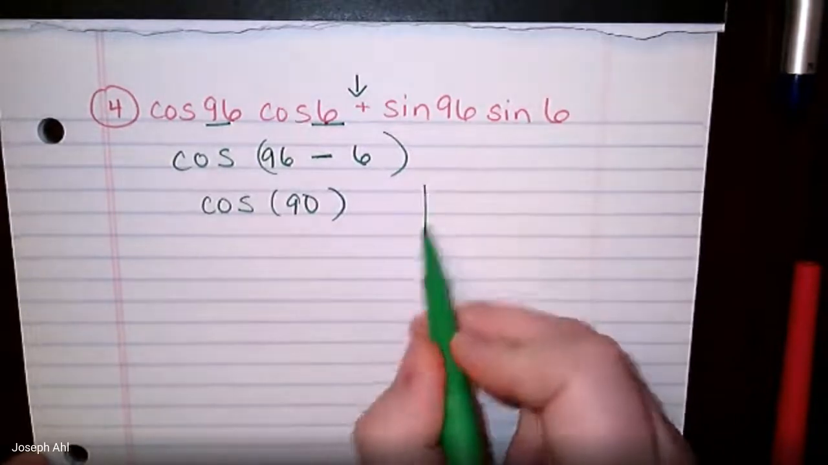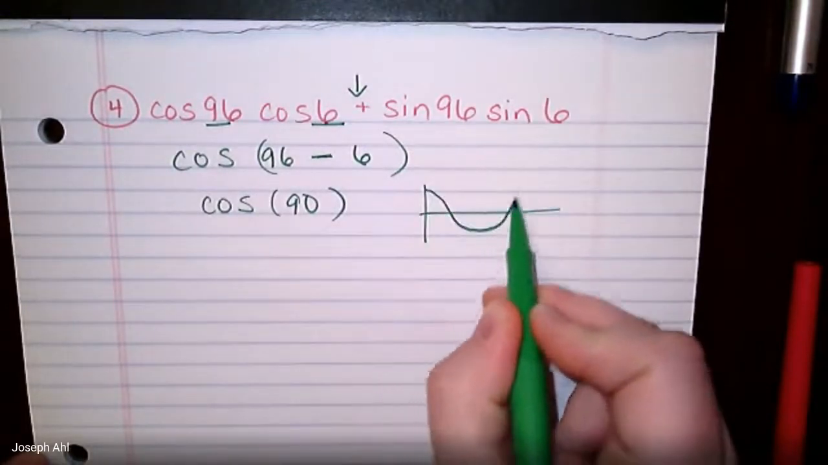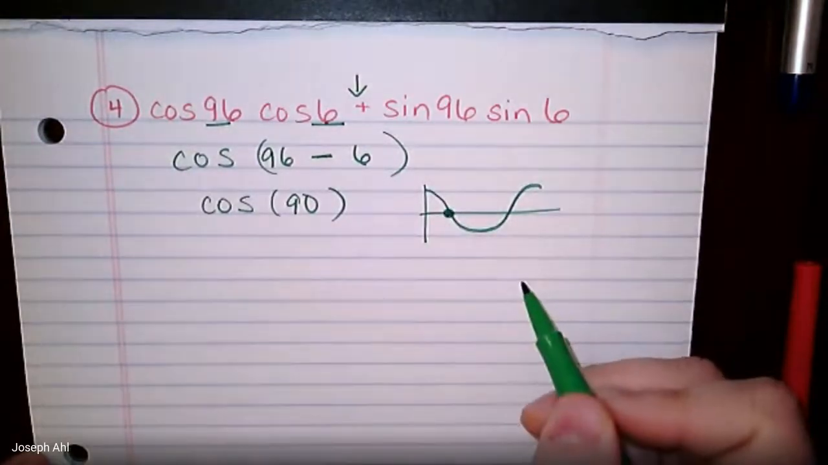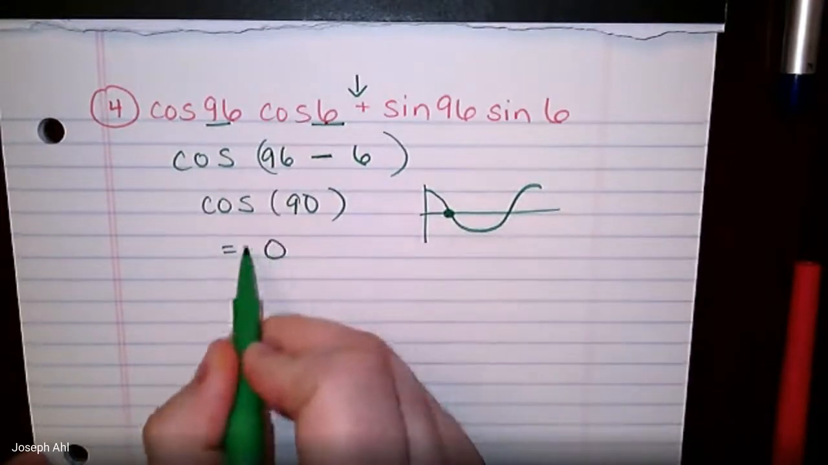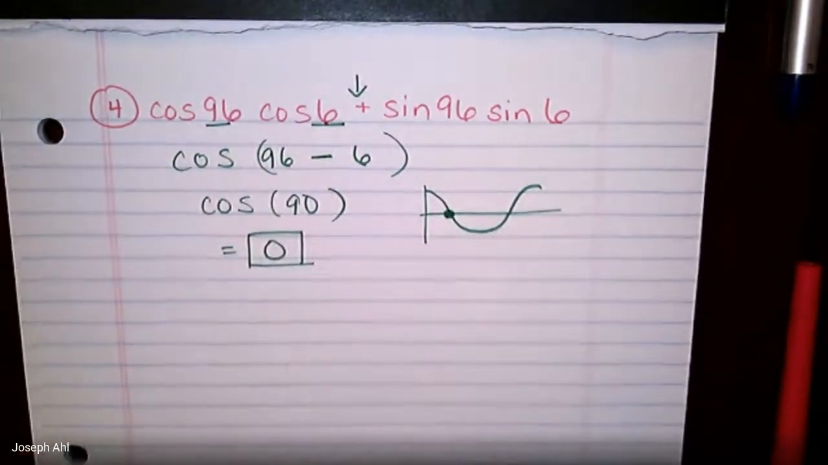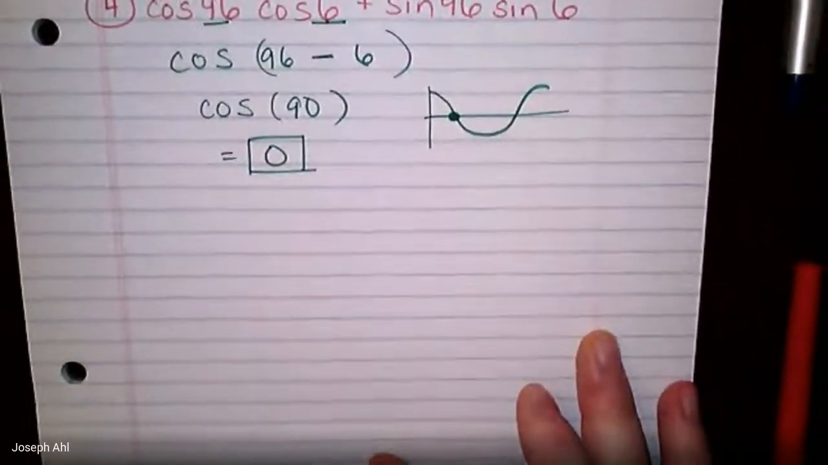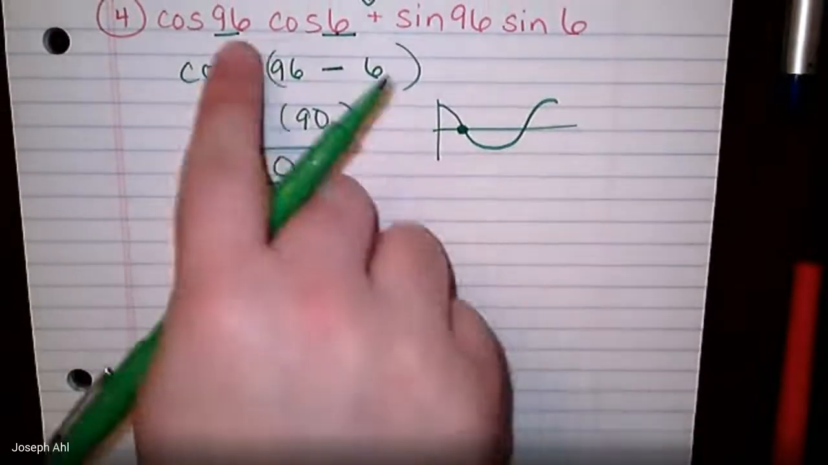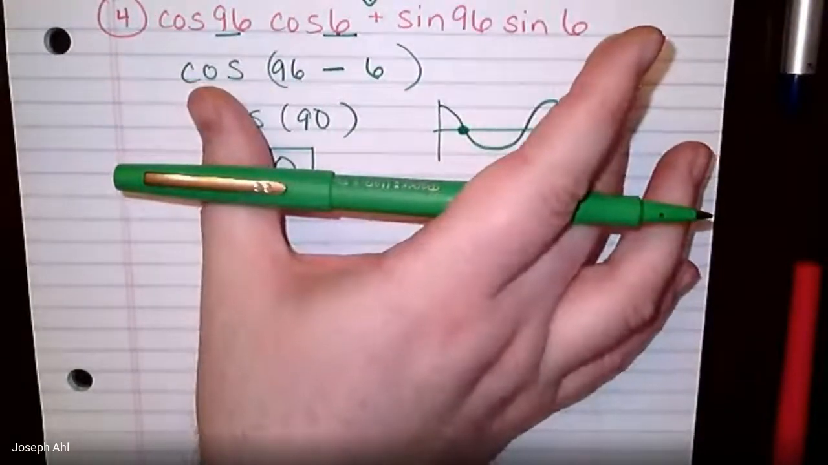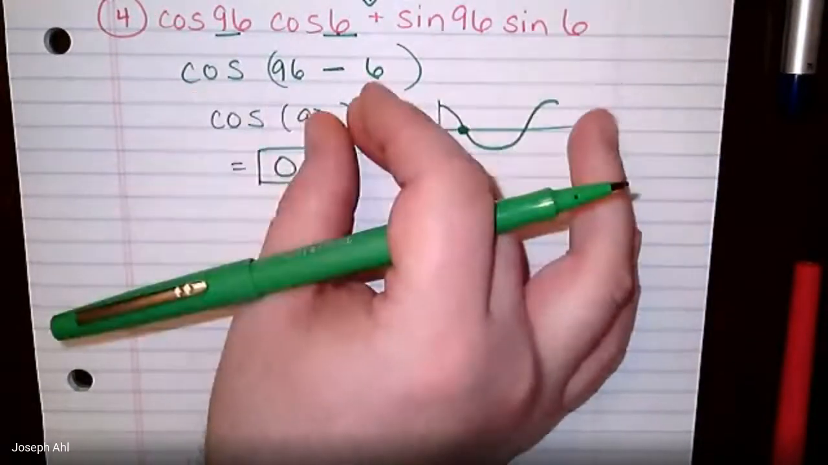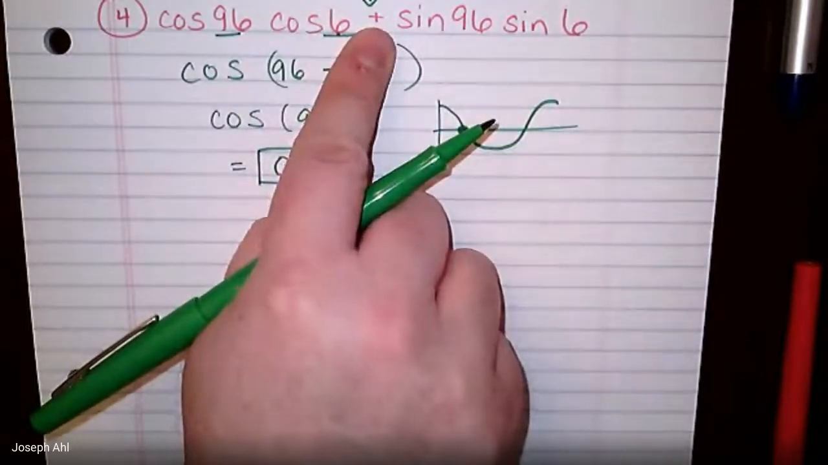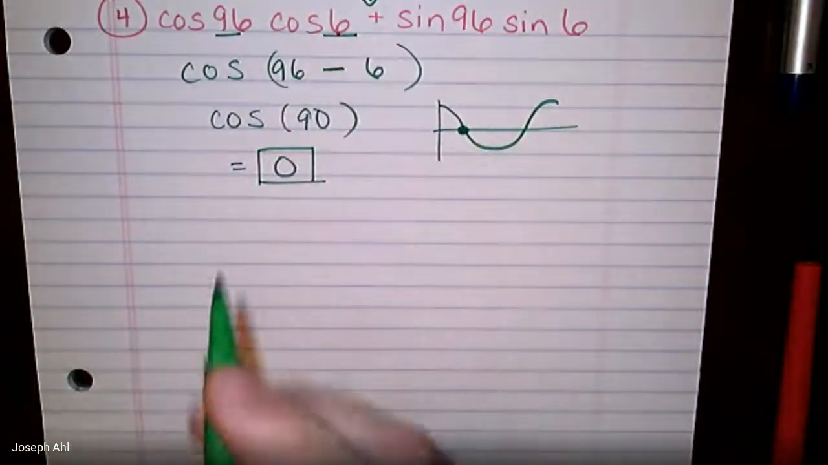And what is the cos of 90 degrees? Well, here's a quick graph of cosine. 90 degrees would be this location here. That whole thing is a big old 0. Cos 96, cos 6, plus sine 96, sine 6 would actually simplify to 0. So if you see something expanded out, think of which formula it is. In this case, it was a cosine formula. And for the sum for cos, it would switch over to the difference.